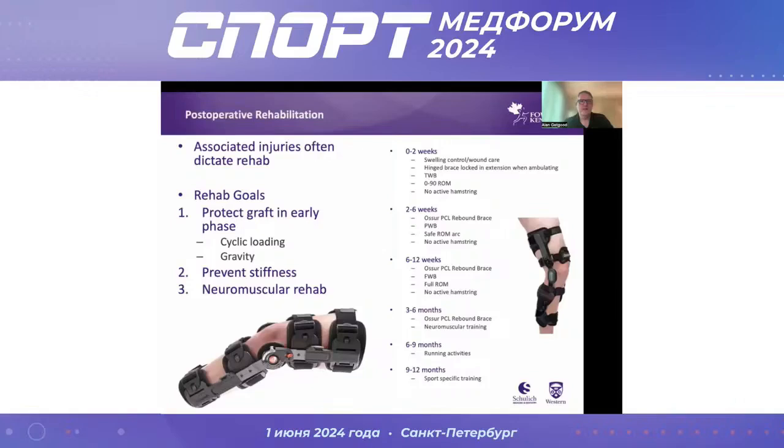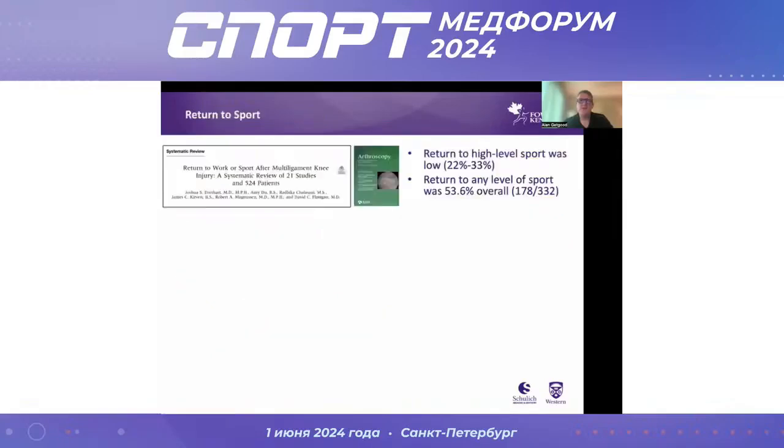Rehabilitation is very important. The rehab goals are to protect the graft in the early phase, so we use bracing, particularly dynamic bracing when the soft tissue settles. We then want to have full range of motion by 3 months, and then continue on with strength and conditioning. We utilize this general rehab protocol to get them back to their full activities, usually by 9 to 12 months, but it's not uncommon to be 12 months plus.